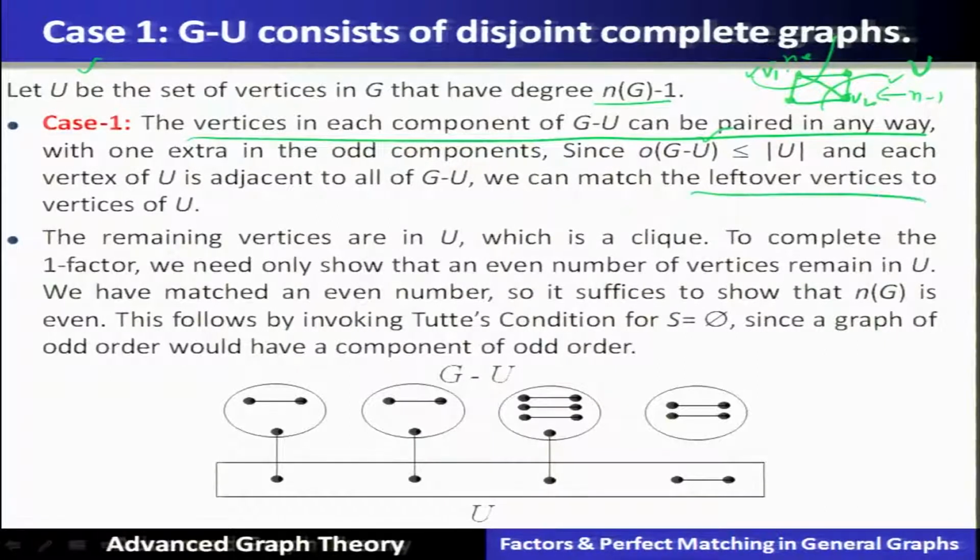The leftover vertices of U: every other vertex of U will have a matching in that odd component. This is an even component, so there is no such vertex present here in U. Now, for the vertices left over in U, the number of odd components is always less than the size of S, here we call it U.